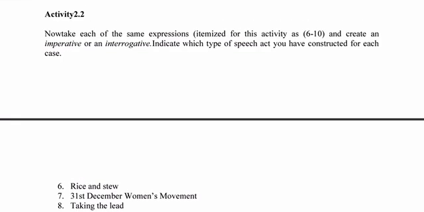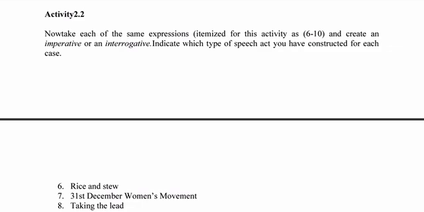So 6 and 7, let's convert it to an imperative. So rice and stew: Please bring me rice and stew for lunch. I'm asking politely. I want the person to do something. Okay, so it's an imperative. Interrogative: Are they preparing rice and stew?